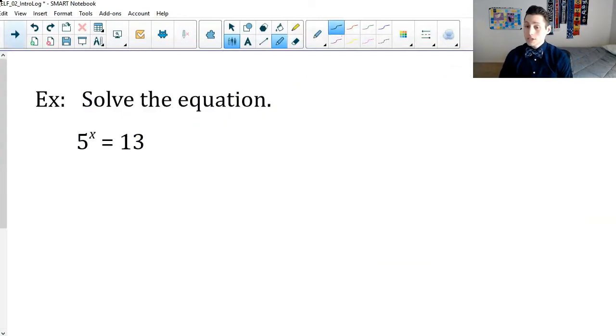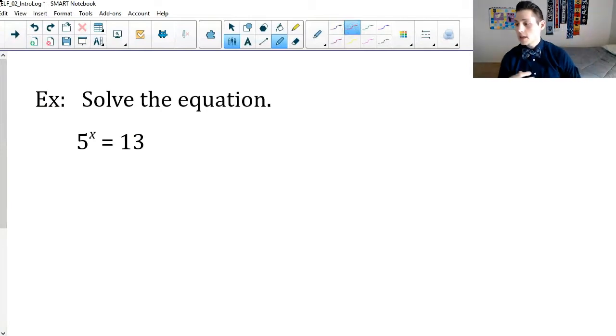So now how can I actually use this to solve equations? All right, so that was just the basics of how a logarithm works, but we're going to use logarithms mostly to solve equations. All right. So for example, I have a very basic equation right here. 5 to the power of x equals 13.